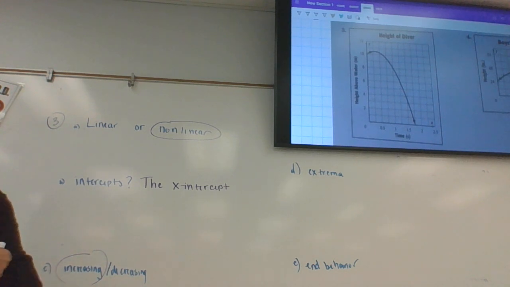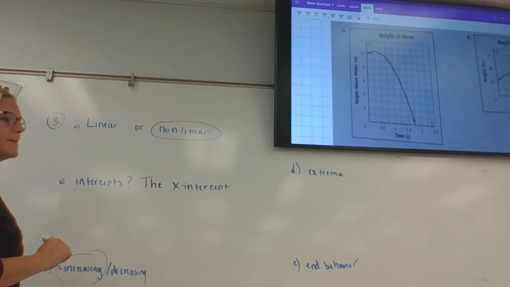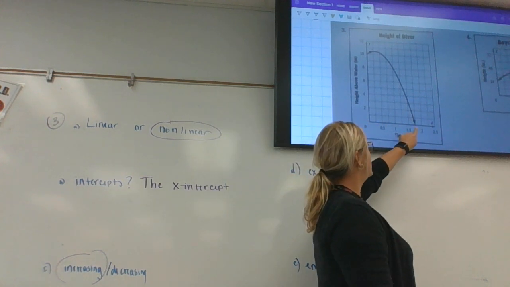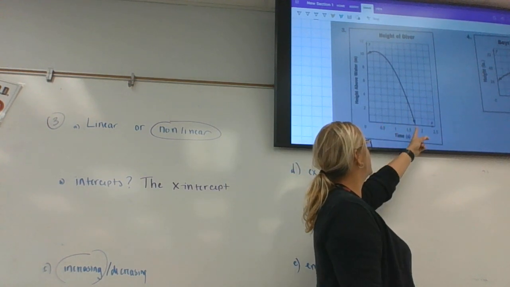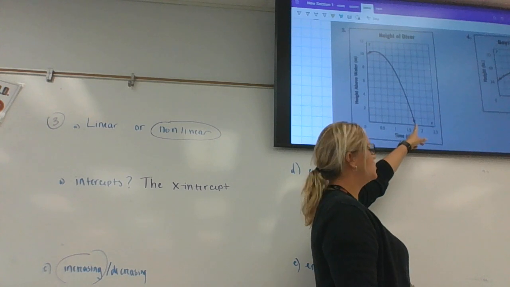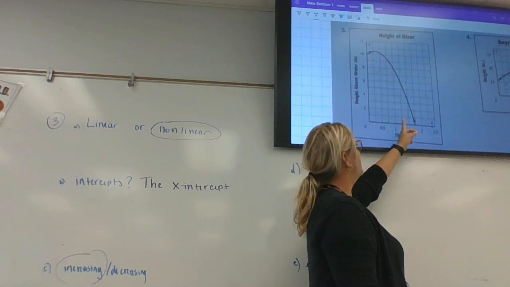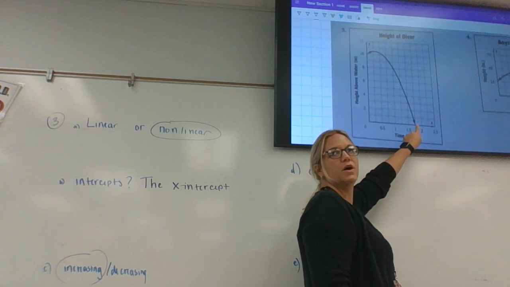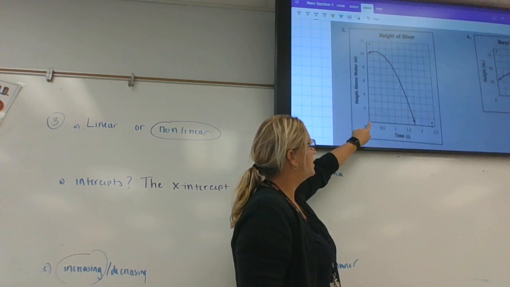Can anybody interpret the x-intercept in a complete sentence? Go for it. Okay, the diver's amount of time until you hit the water. Yes, perfect. How long did it take the diver to hit the water? 1.75. So we could say that at 1.75 seconds, the diver was back at the water, because this is height above water.